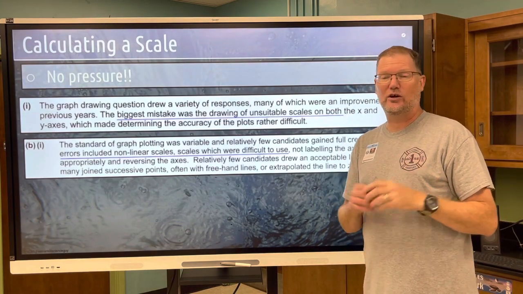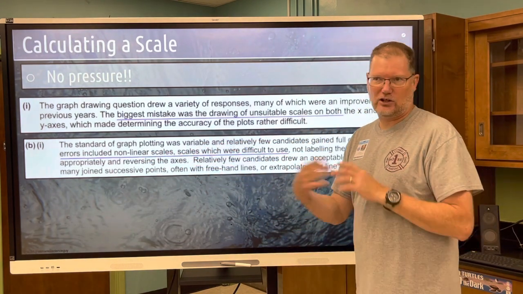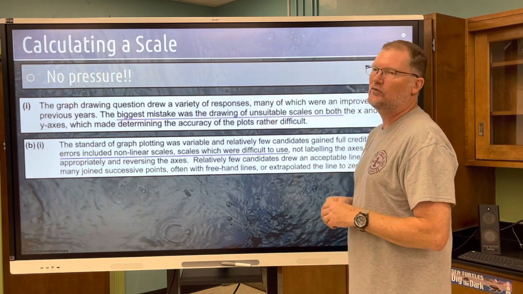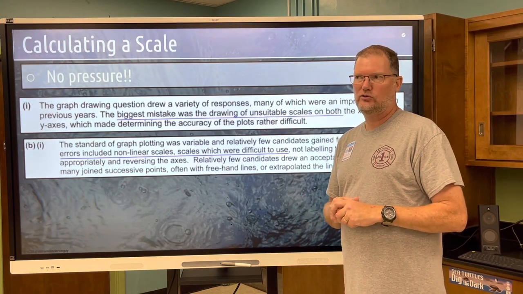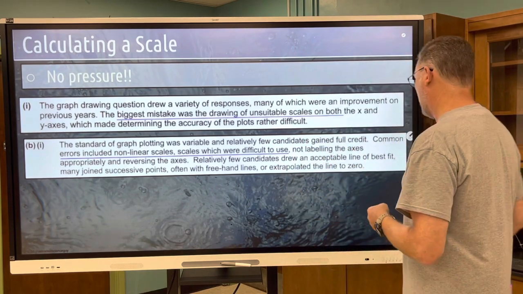The biggest mistake was drawing unsuitable scales. Errors included non-linear scales, like I just showed you, the 2 to 4 to 7, and scales which were difficult to use. So you maybe overthought it, or they maybe overthought it.